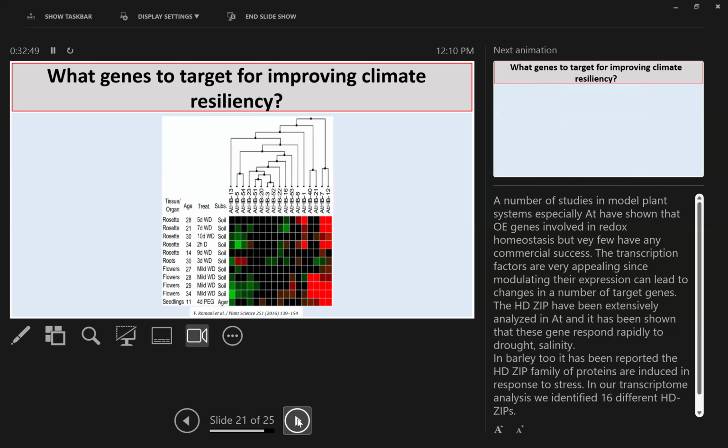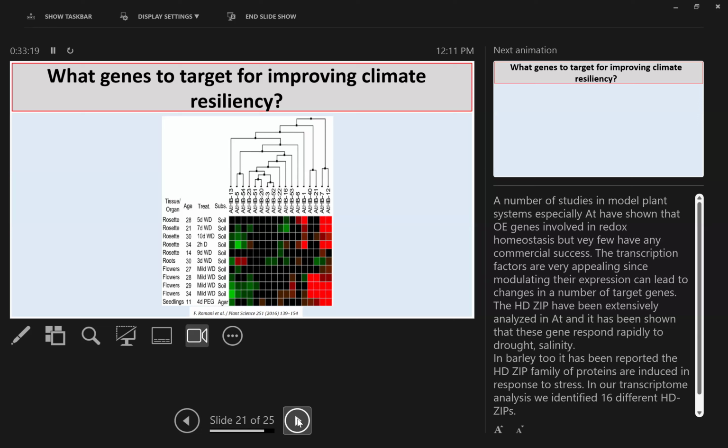So I would like to focus mostly on transcription factors. I think there are better targets to go after, and I'll give you some more evidence for why that is the case. I just picked this one, called ATHB, a very well-known gene family. It's a homeodomain leucine zipper family of proteins. The reason I'm excited about this is there are tons of papers out there in model systems like rice and Arabidopsis showing that it is important for redox homeostasis.